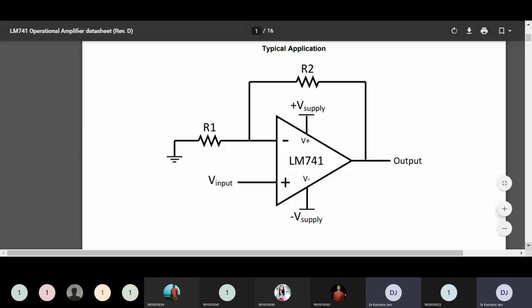So I have scrolled up the page. You can see a diagram. Yes or no? Please let me know. Yes, sir, we can see it.